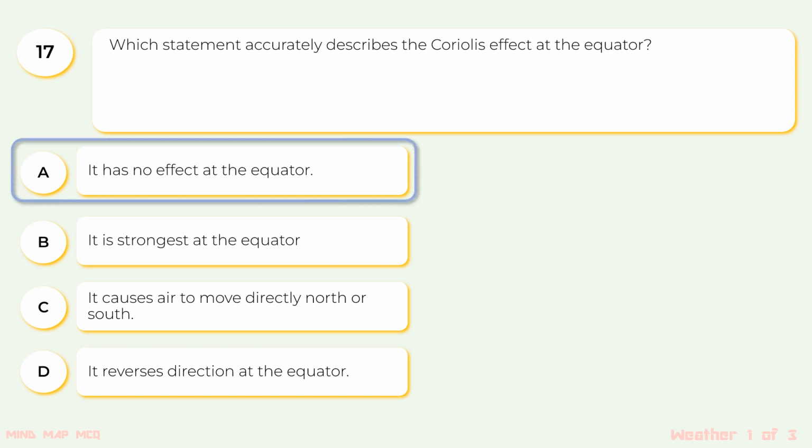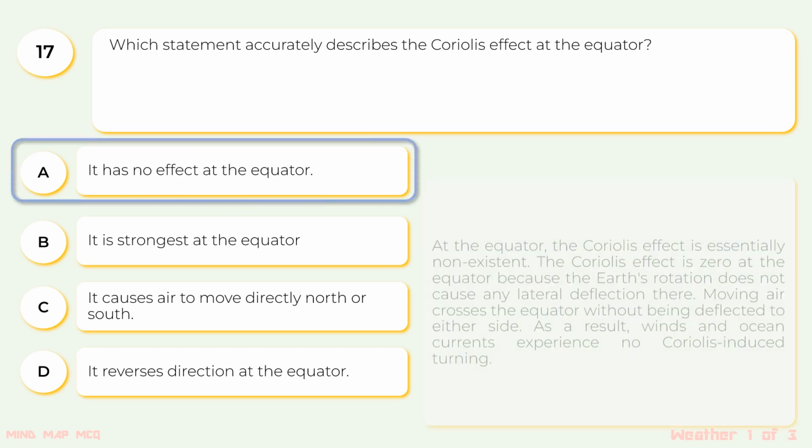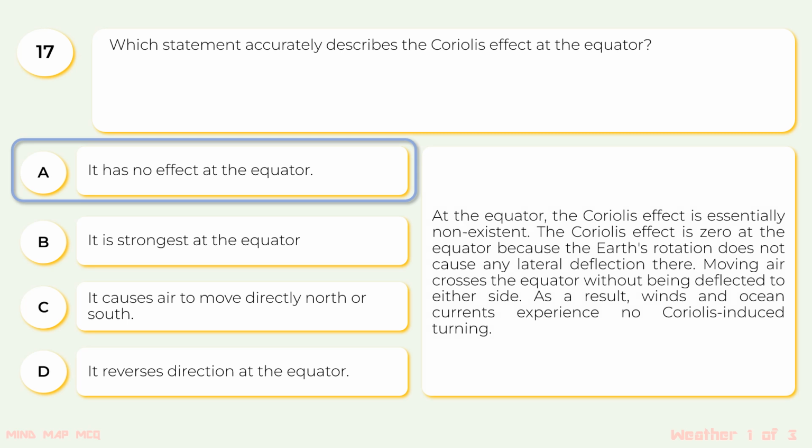The correct option is A. It has no effect at the equator. At the equator, the Coriolis effect is essentially non-existent. The Coriolis effect is zero at the equator because the Earth's rotation does not cause any lateral deflection there. Moving air crosses the equator without being deflected to either side. As a result, winds and ocean currents experience no Coriolis-induced turning.